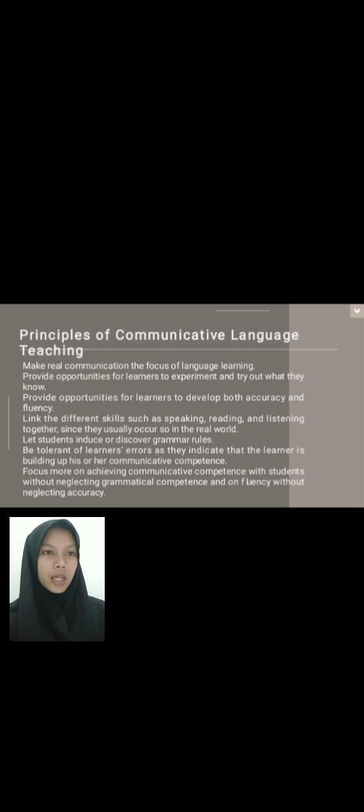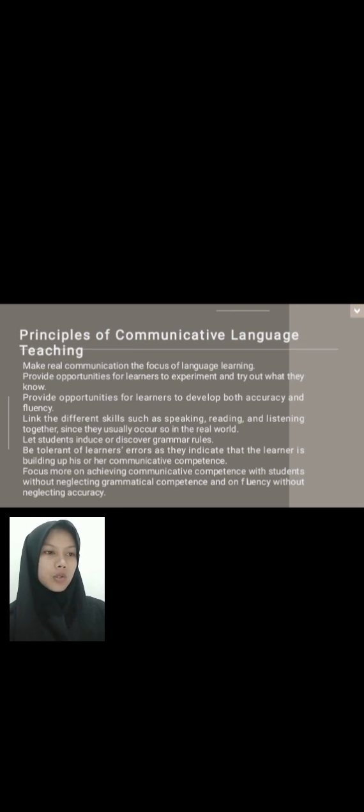Principles of communicative language teaching. Make real communication the focus of language learning. Provide opportunities for learners to experiment and try out what they know. Provide opportunities for learners to develop both accuracy and fluency. Link the different skills such as speaking, reading, and listening together, since they usually occur so in the real world.